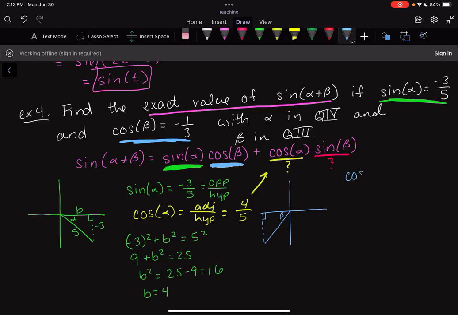So when it said that cosine beta is negative 1 over 3, that was giving me the adjacent over the hypotenuse. So this would be negative 1, this would be 3. I should expect my y value to also be negative. So I'm going to use the Pythagorean theorem to get the other side. Let's just call it A, or we can call it B again, whatever you want. I'm picking A, but that's just because.